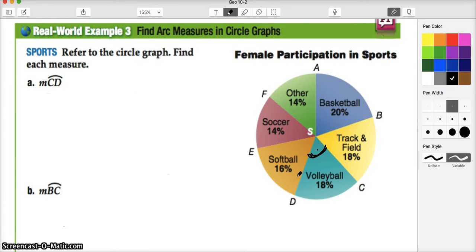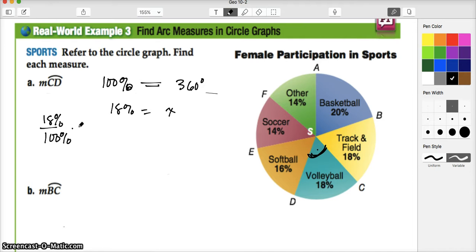If you're dealing with a percentage chart, the entire chart is going to be 100%. But we also know that that 100% is the same as talking about 360 degrees, right? So 100% means 360 degrees. The question is, what does 18% refer to? This reminds me of a really neat proportion we could write. So we could say 18% is to 100% as x is to 360 degrees.